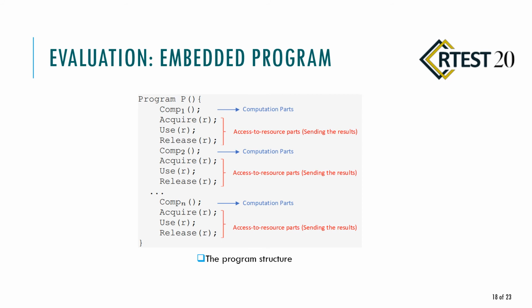In this slide, we explain the structure of the embedded program, which comprises computations and access to resource parts. In this program, the embedded system sends the results of each n computations by a set of acquire, use, and release statements. EHT1 may happen between a release and the subsequent acquire statement, depending on the execution time of the computation code between them. Also, EHT2 happens since the use statement is immediately after the acquire statement in this program, enforcing processor idle time.